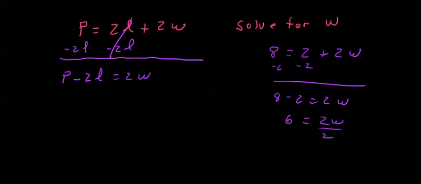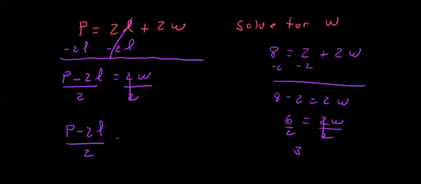Then I divide by 2 here. And since I know what 6 divided by 2 is, I'd write it. Well, over here, I divide by 2. But I don't know what this quotient is, what this result is, so I just leave it as P minus 2L over 2 equals W. All right?